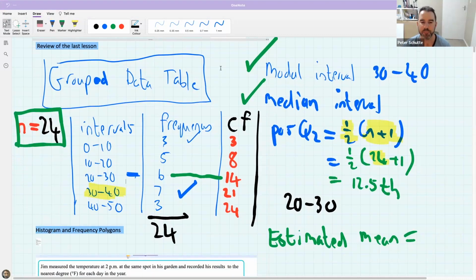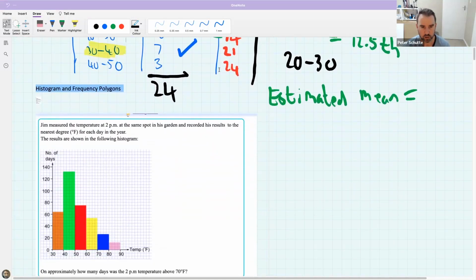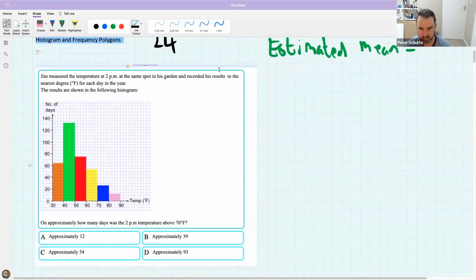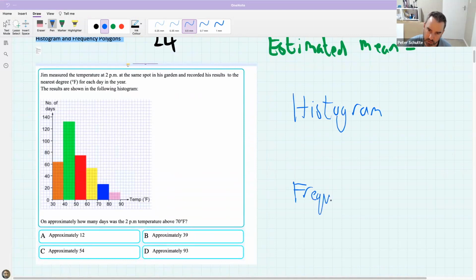Thanks, sir. All right, now, what is going to be new today? Today, we are going to talk about the graphs that go with grouped data. And the 2 graphs that we're going to talk about are the histogram and the frequency polygon. And they're very, very closely connected. And you will see this today.